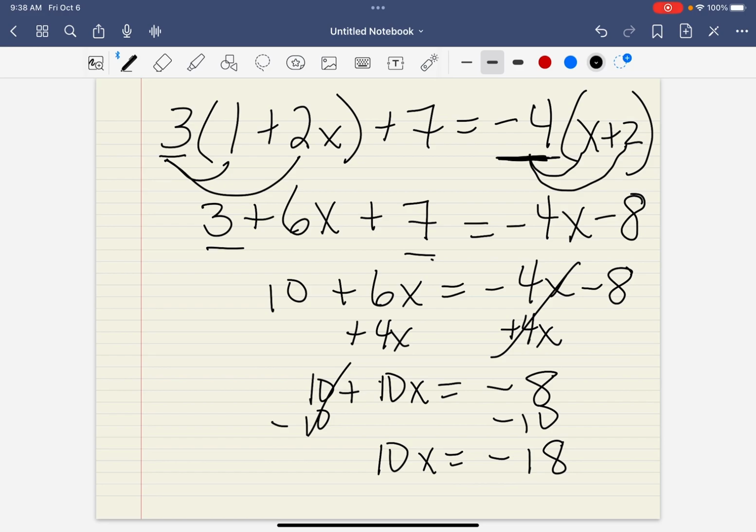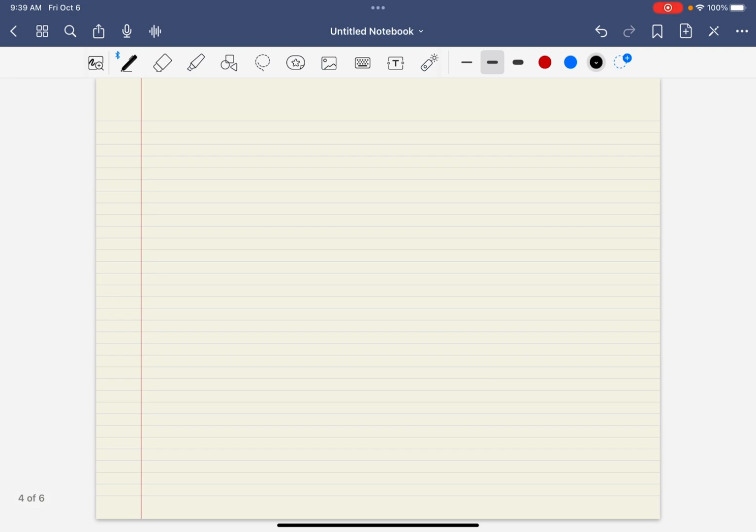And so then we divide both sides by what? In case you're ever confused, remember you want that x to be by itself, so we have to divide by what's in front of the x. And then negative 18 over 10 reduces to negative 9 over 5. So there again, it's just adding another step to solving that equation.